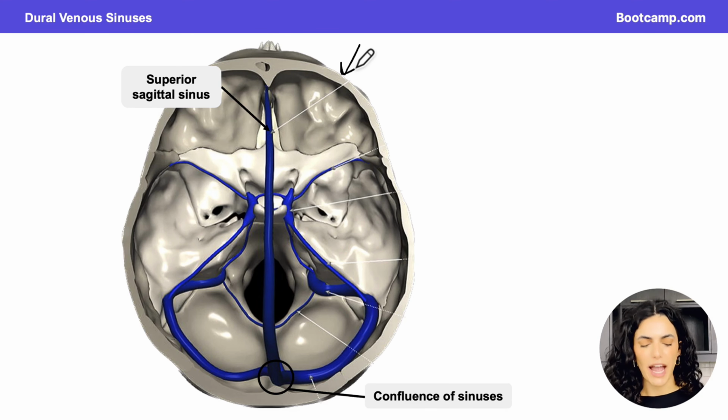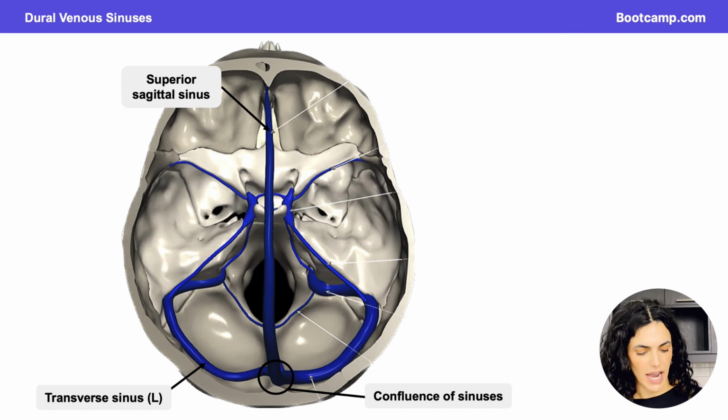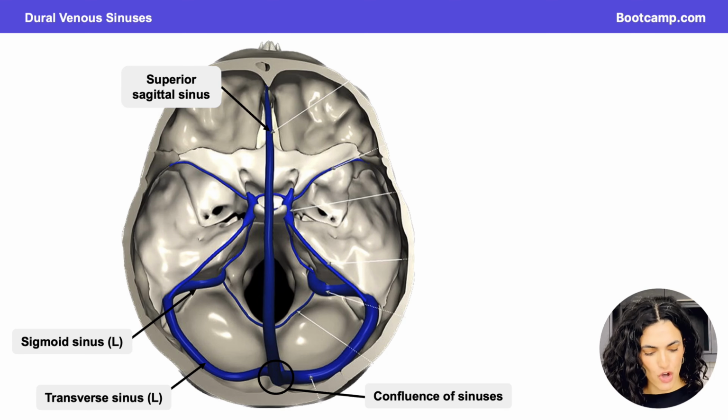I mentioned before we had the superior sagittal sinus running in that superior and sagittal direction. That's going to travel posteriorly here, where it will contribute to the confluence of sinuses. We can see here that the confluence of sinuses will form two transverse sinuses, one on the left and the right transverse sinus on the right. These sinuses run in a transverse direction compared to the superior sagittal sinus, which runs in a sagittal direction. The transverse sinuses will eventually form the left and right sigmoid sinus.